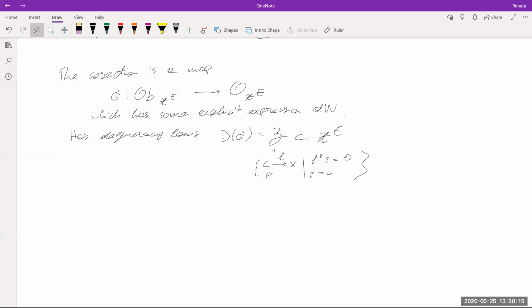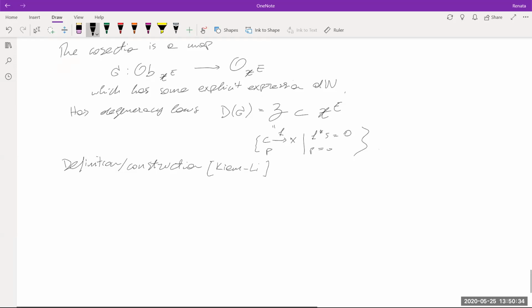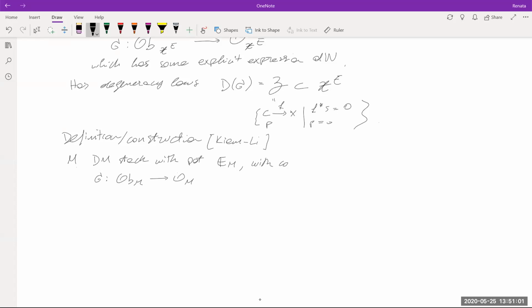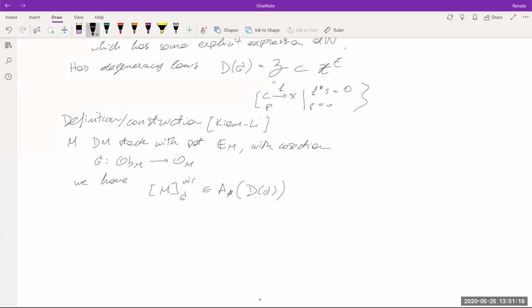Okay, and given a moduli space, some Deligne-Mumford stack M with perfect obstruction theory E and a cosection from the obstruction sheaf, there is a construction by Chang and Li that associates some virtual fundamental class that is supported on the degeneracy locus of the cosection sigma.